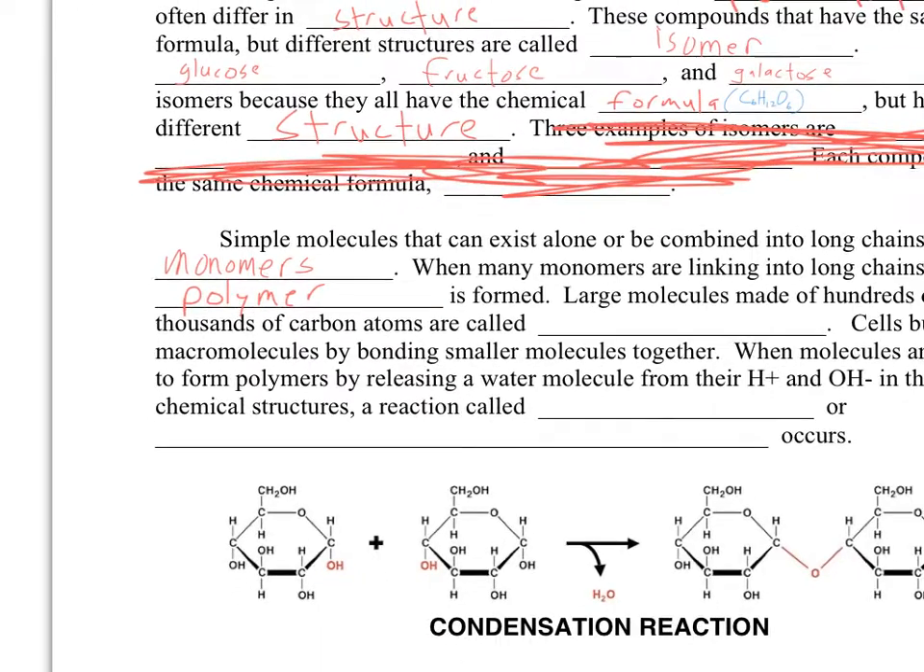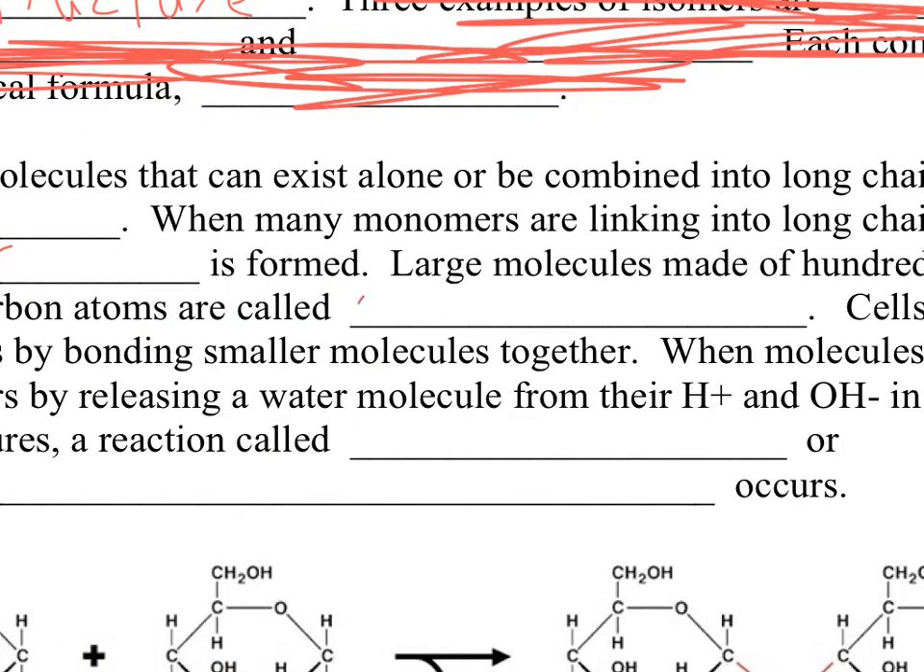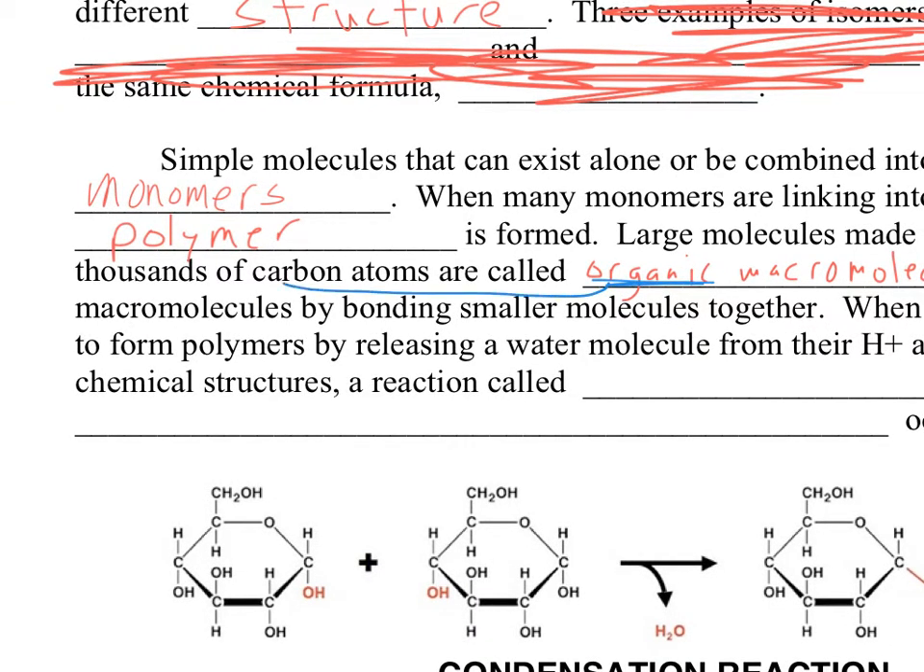Polymer is formed. Large molecules made of hundreds or thousands of carbon atoms are called what? Let's say organic macromolecules. Why organic? What tells us that it's organic? Because they contain what atoms? Carbon atoms. There you go. When you hear organic, you got to associate carbon with it.